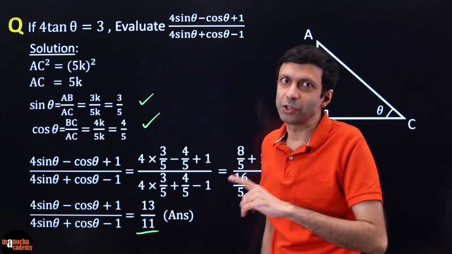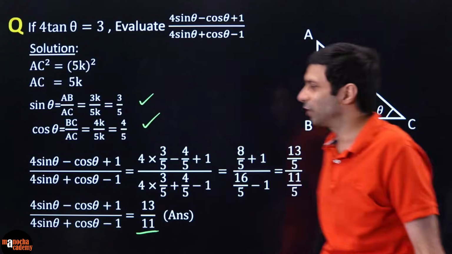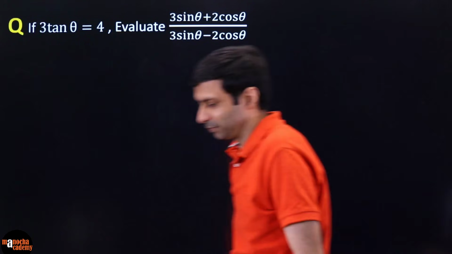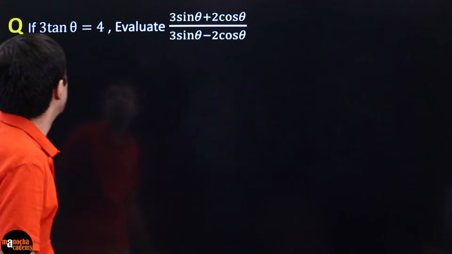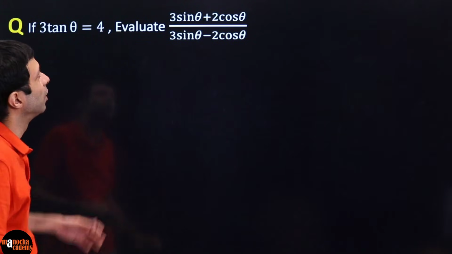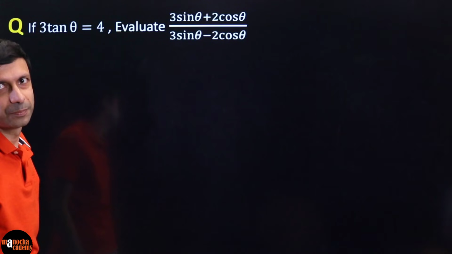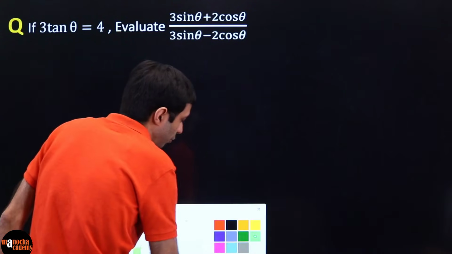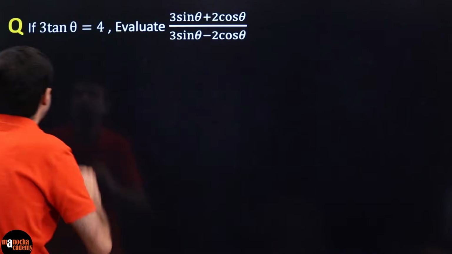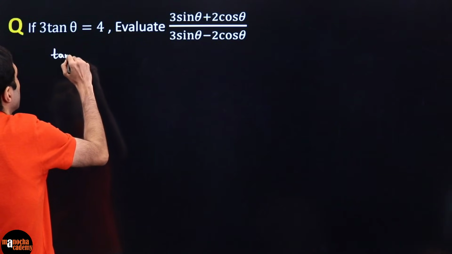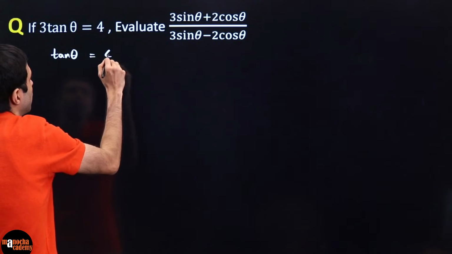So not for this question, guys. We are coming up with another question with a magic trick for this question. So if we have 3 tan theta is 4, we are asked to evaluate this. Now again, you can do the same steps we did last time. You can do tan theta is 4 by 3.